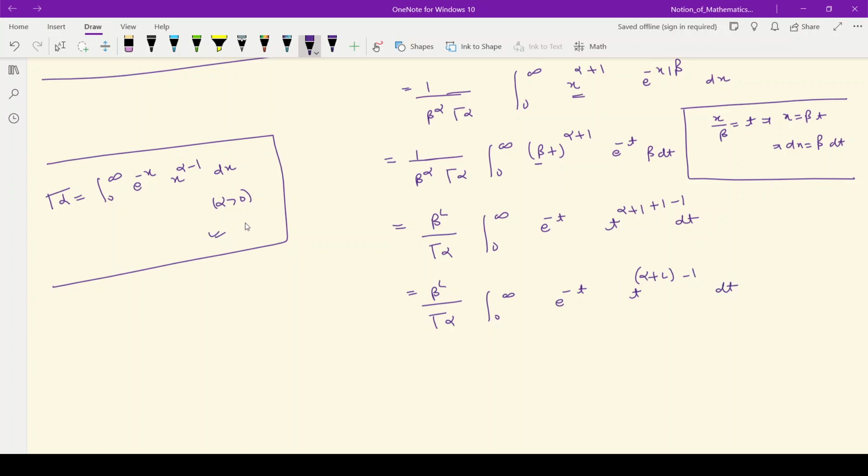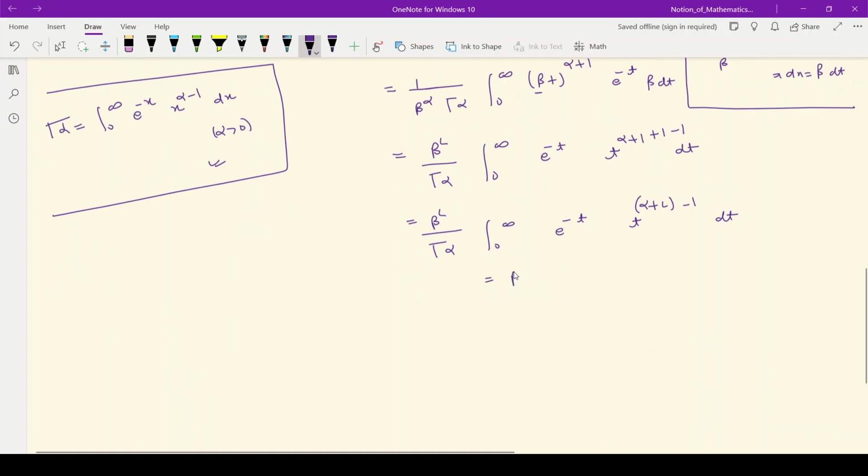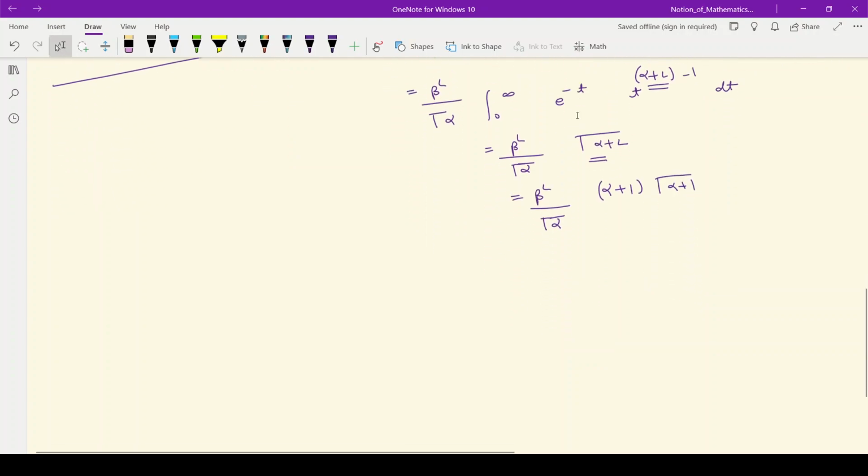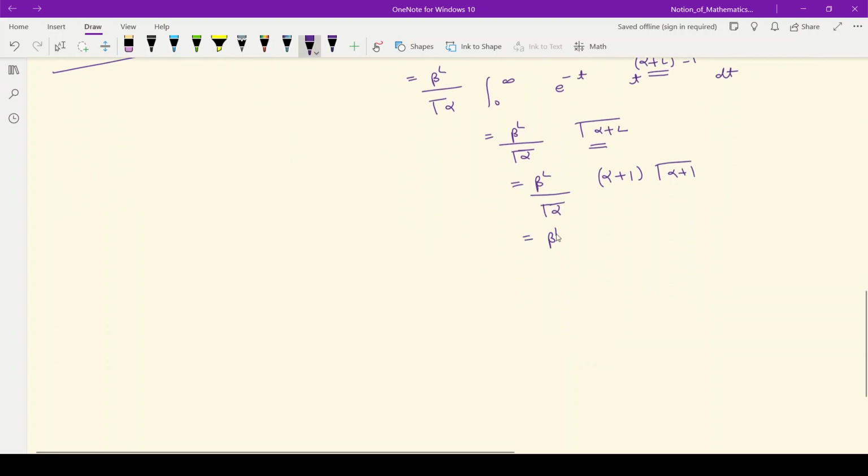By utilizing this formula, it may be written as beta square by gamma alpha and then gamma of alpha plus 2. Gamma alpha plus 2 is alpha plus 1 into gamma alpha plus 1. So it may be written as beta square by gamma alpha as it is, and it is alpha plus 1, and this gamma alpha plus 1 is alpha gamma alpha. The gamma alpha cancels out. Ultimately it is alpha plus 1 into beta square. So here we have the value of the expectation of x square.